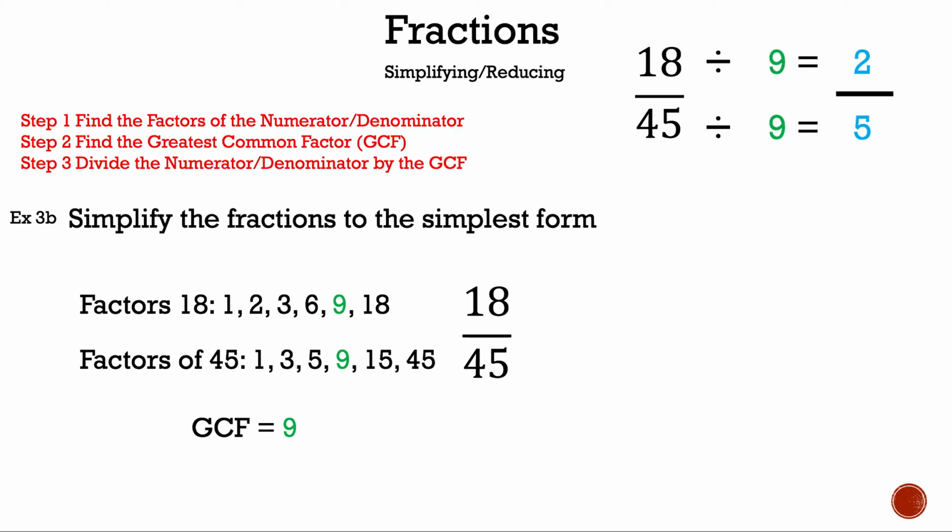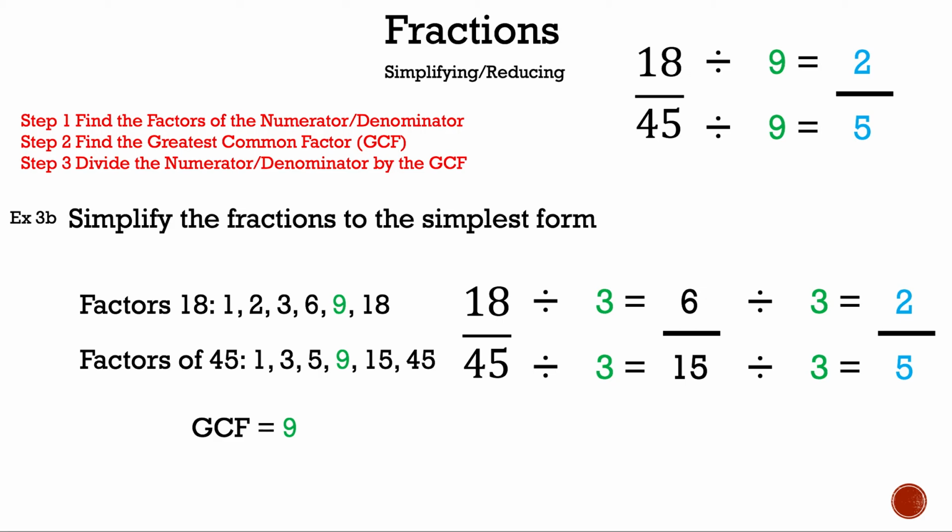Now, once again, if you can't find the GCF, you can always divide by something that is smaller and work your way there. So let's take a look at that process if you don't see the GCF. So 18 and 45 are both divisible by 3. So we do 18 divided by 3, which is 6, and 45 divided by 3, which is 15. Now 6 over 15, they both share a factor of 3. So we need to continue, and 6 divided by 3 is 2, and 15 divided by 3 is 5. So once again, 18 over 45 can be simplified to 2 over 5.